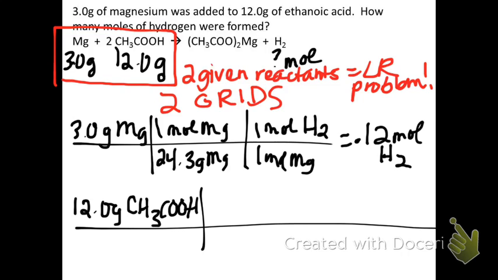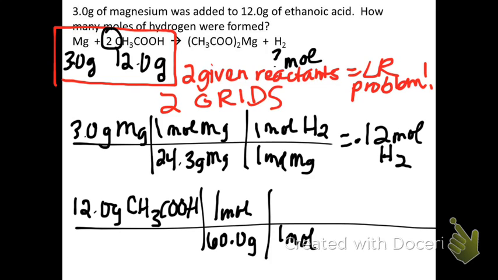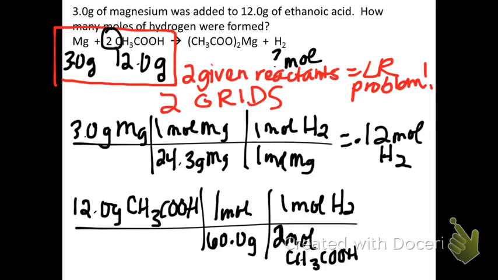Do it for the other one. 12 grams of ethanoic acid. Total up the molar mass of ethanoic acid, and I get 60 grams for every mole. For every 2 moles of ethanoic acid, I get 1 mole of hydrogen. Run it through on my calculator, and I end up getting 0.100 moles of hydrogen.